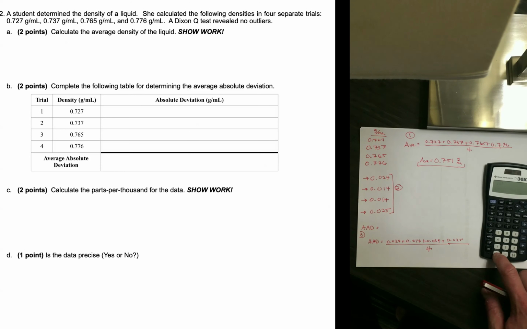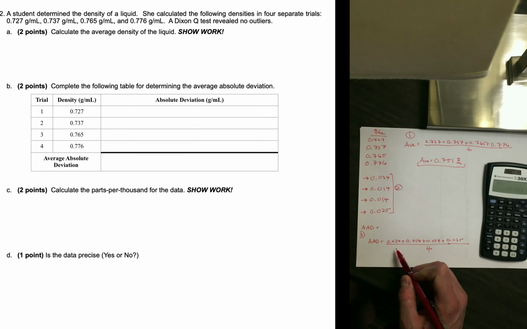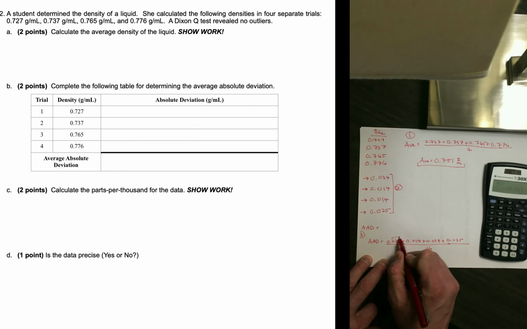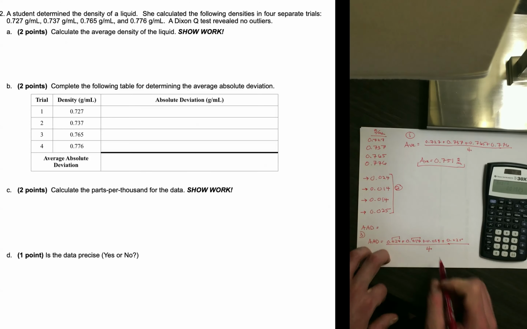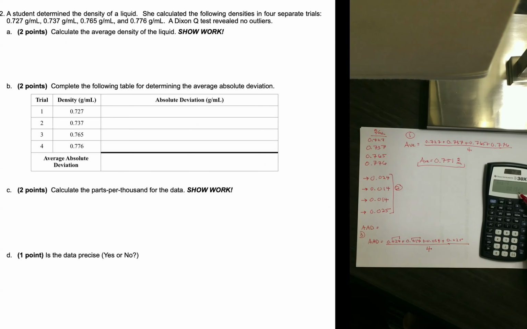0.024 plus 0.014 plus 0.014 plus 0.025. And then I divide that by 4, the number of data points, and I get this number. I get in the calculator 0.01925. Now this numerator right here, because there are actually 3 digits after the decimal point in each of these, so this has 3 digits after the decimal point, this has 3 digits, I can only have 3 digits after the decimal point here.